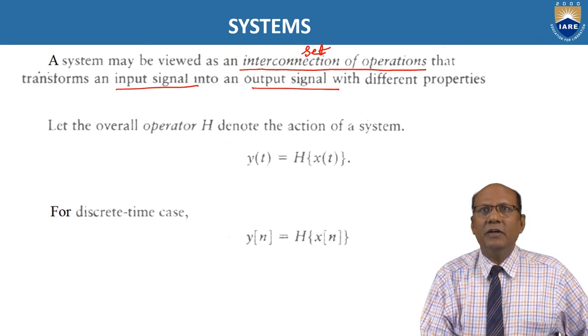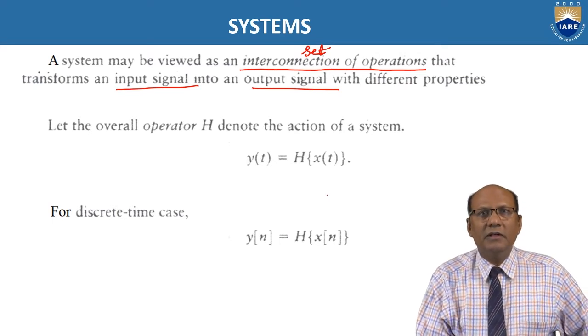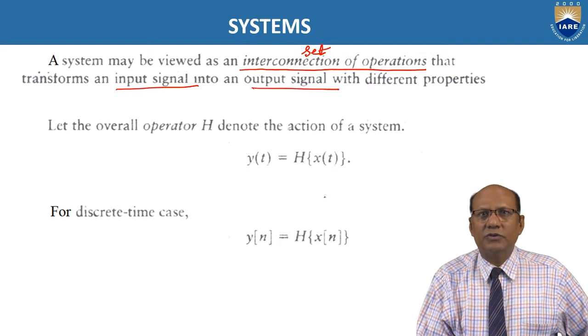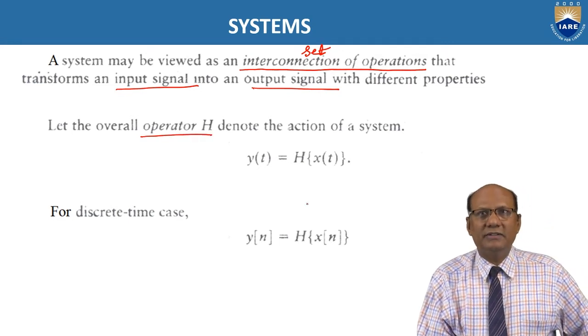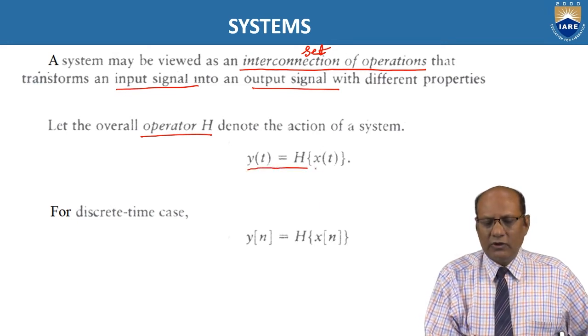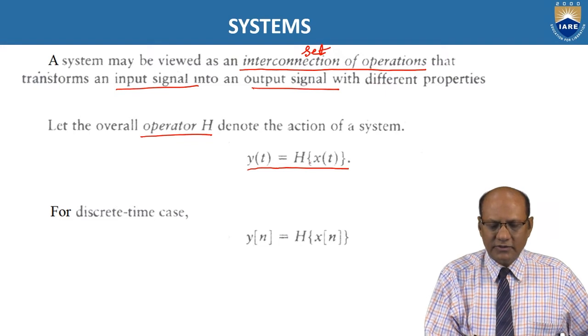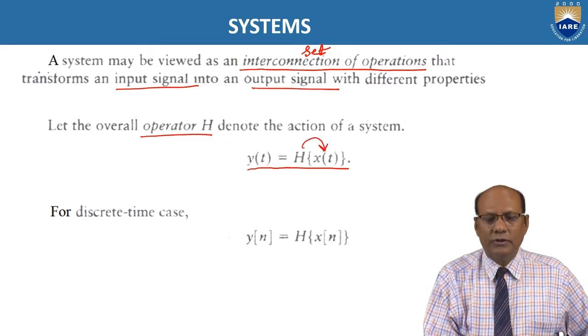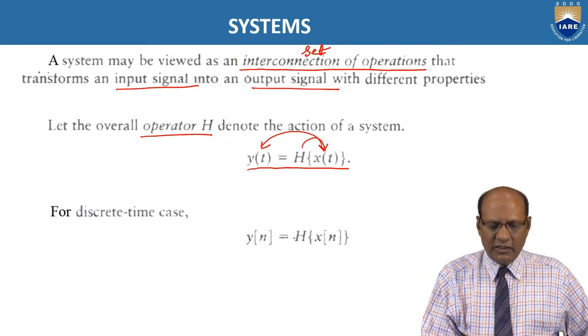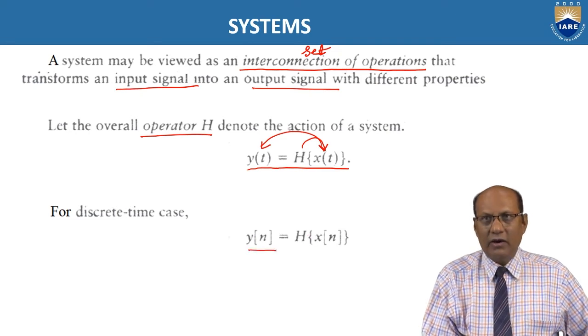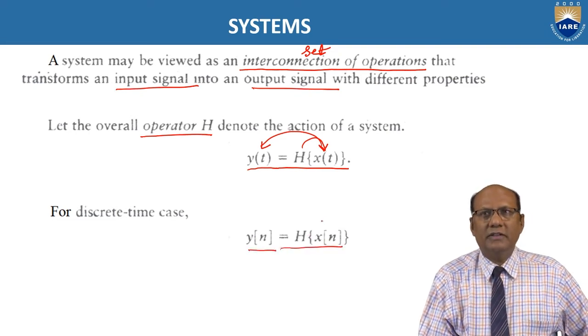So what is the definition of a system? A system is the set of operations performed either in parallel or in serial to modify or manipulate at least one property of the input signal to get a new signal. And the operator used to denote this set of operations is H, capital H. So when I write y of t equal to H of x of t, it means the system is operating on this input to give the new output y of t. Similarly, for the discrete time case, I have y of n equal to H of x of n.